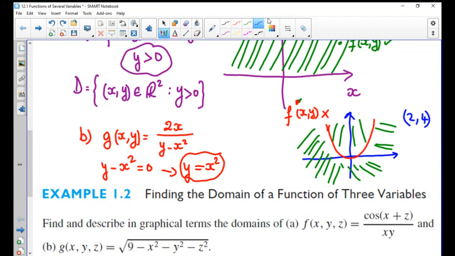But any other point is okay. Take any point outside of this parabola, it's okay. You can find the g.